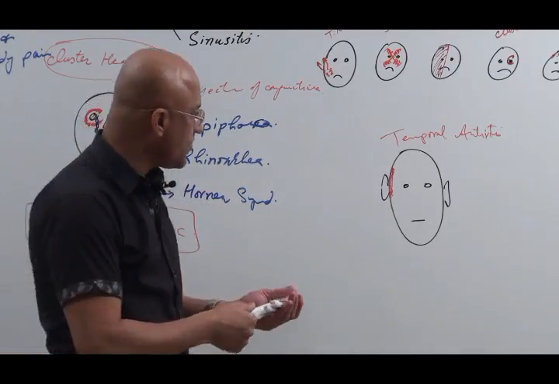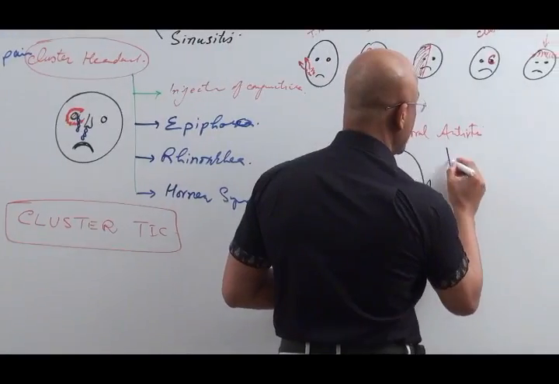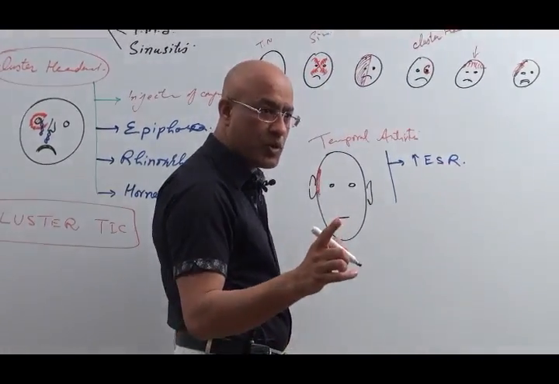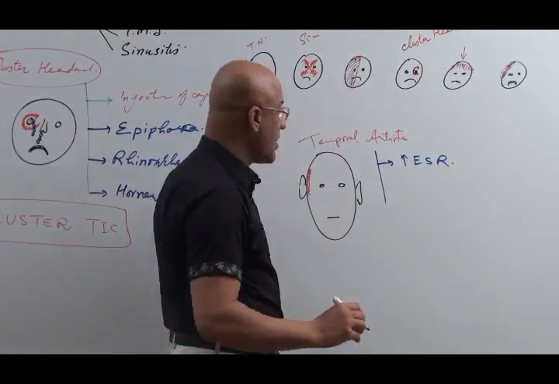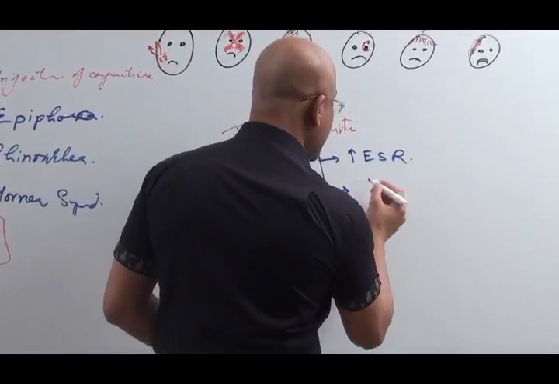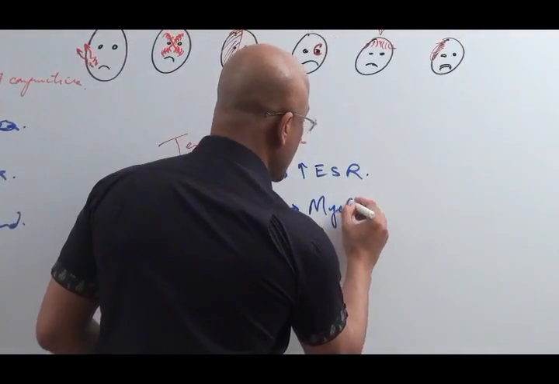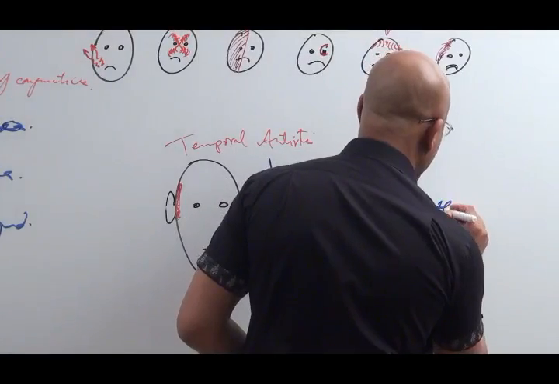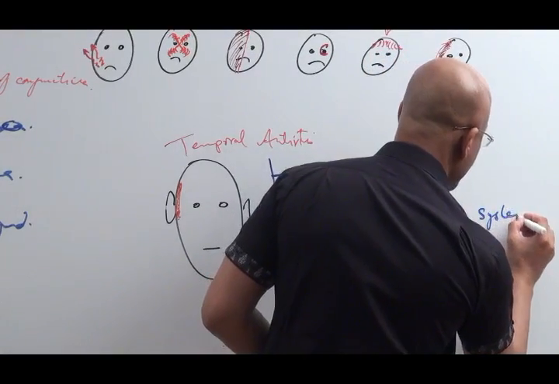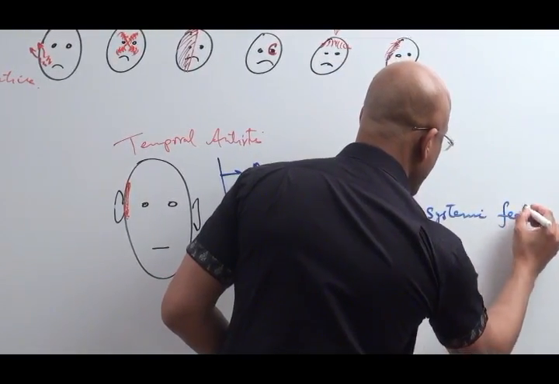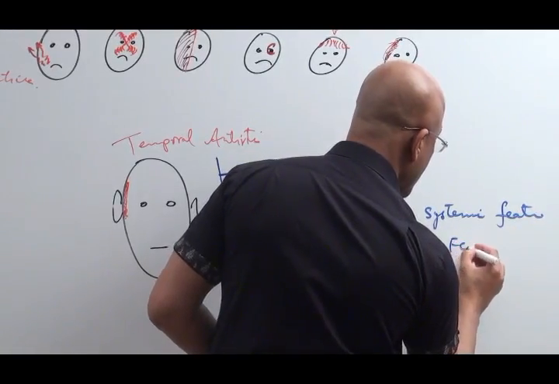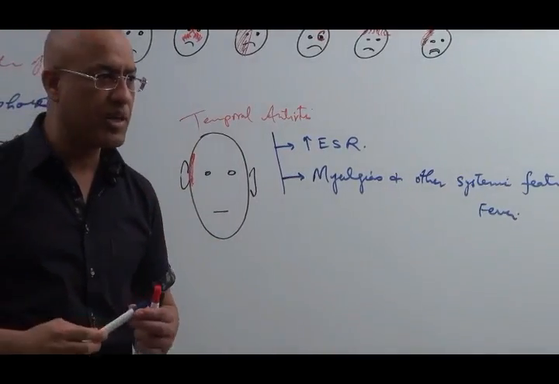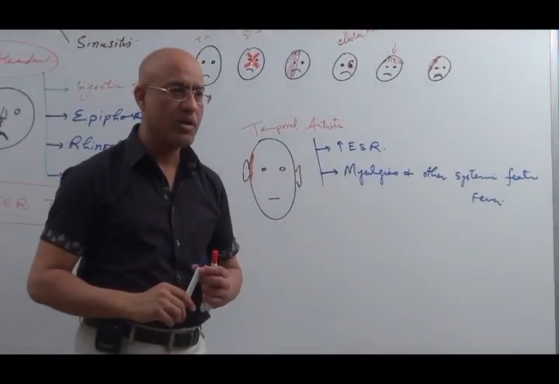In this patient with temporal arteritis, usually ESR is high. Trigeminal neuralgia does not have ESR high. And another important thing, there are myalgias and other systemic features like low-grade fever, right? It's widespread immunological mechanisms damaging the arterial system.